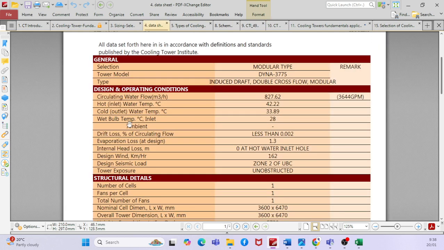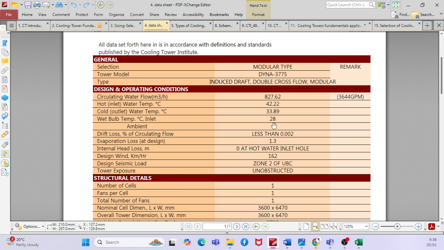If you go to the data sheet, then you have the circulating water. How to calculate circulating water? You know the formula, right? The GPM for the condenser is nothing but TR multiplied by 30, divided by delta T. The delta T is given here. And here you can see the wet bulb temperature, 28 degrees Celsius.